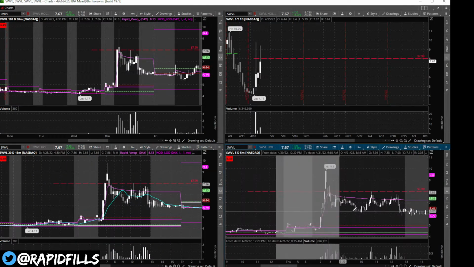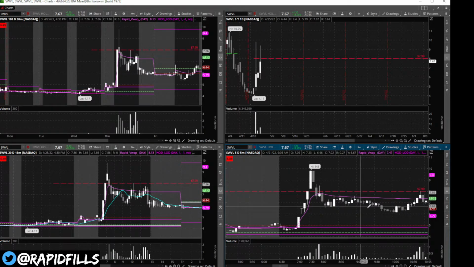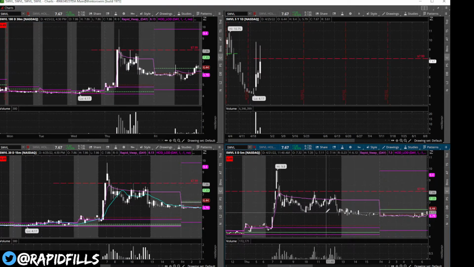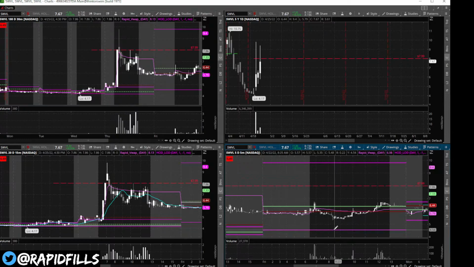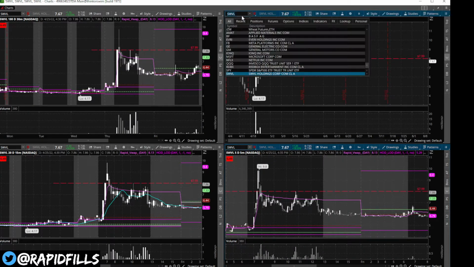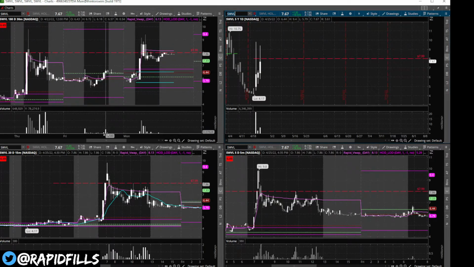Now I just need to time my entry, and you can see it halted down, it reopened, and then it came back down. This is a setup that a lot of people are trading, which is a halt setup. And then we have an inside day here. So this is why I use four different time frames.